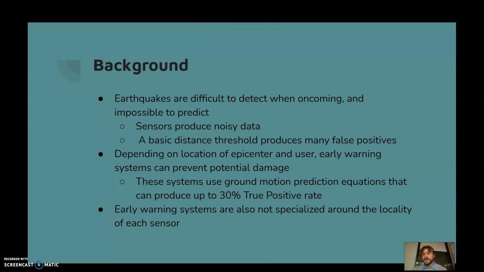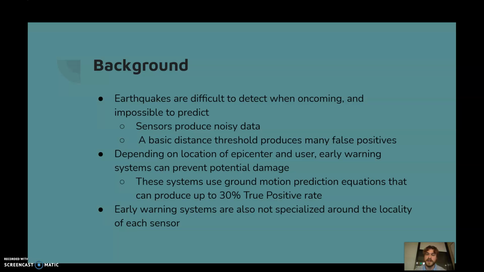Earthquakes are extremely difficult to detect when oncoming and impossible to predict. Most scientists really can only generate a time frame for a possible earthquake in terms of prediction, and it's usually in a time frame of years. Sensors themselves, even extremely high-end ones, produce very noisy data. The environment around a sensor, especially if it's in a city with a lot of construction, can often produce a lot of really hard to parse noise. And a basic distance threshold produces a lot of false positives.